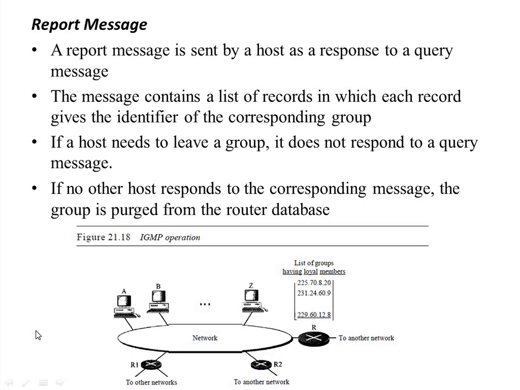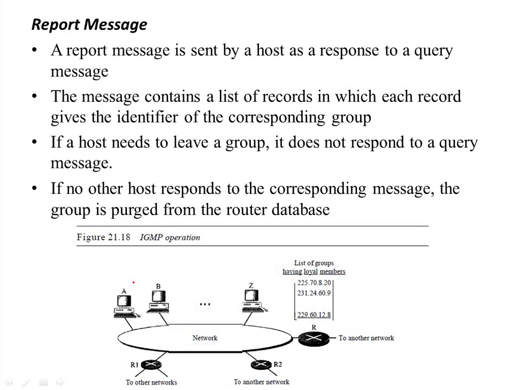So this is what the report message is. Here you can see that the IGMP operation is there. There are three routers, and R1 and R2 are connected to different routers. R1, which is connected to this network, has the list of the loyal members which are connected to router R. So this information will be kept over here.